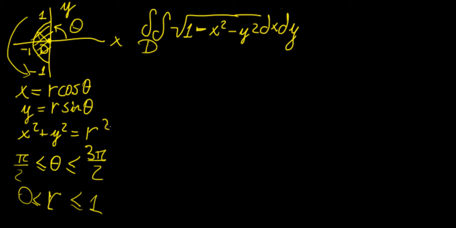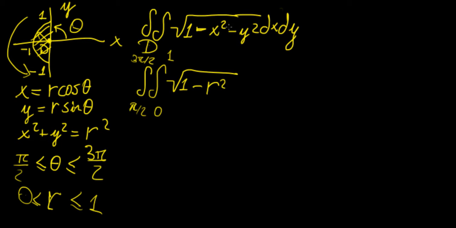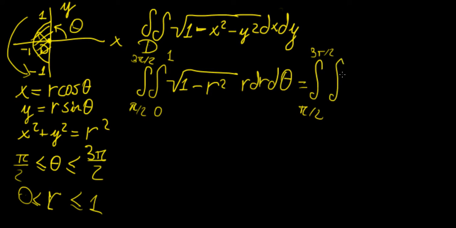And now we're going to make the substitution in here. So just rewrite the integral as going from pi on 2 to 3 pi on 2 and 0 to 1. So now we're going to have 1 minus r squared, because remember that x squared plus y squared is going to be r squared, so that's going to be this. And then dx dy is going to become r dr d theta, and it's very important not to forget the r there. So now we're going to get the following: the integral from pi on 2 to 3 pi on 2, then from 0 to 1 of r times square root of 1 minus r squared dr d theta.